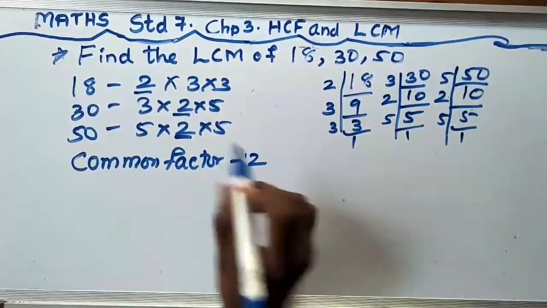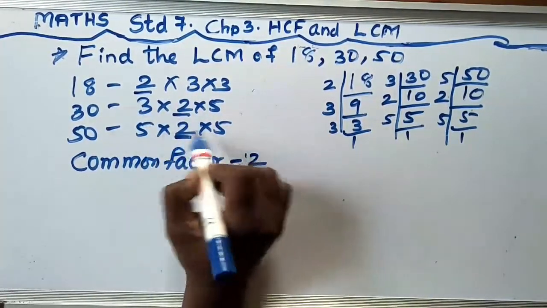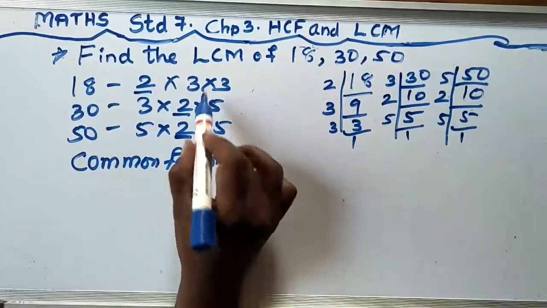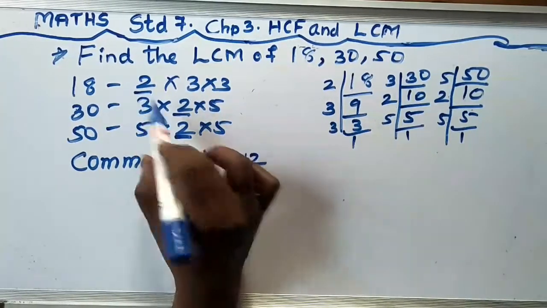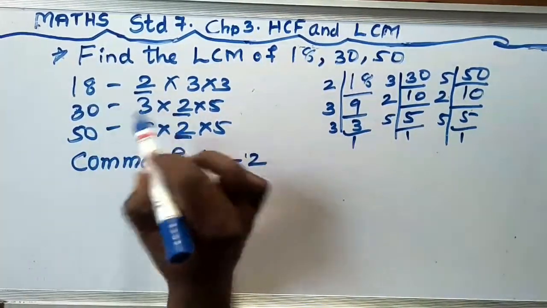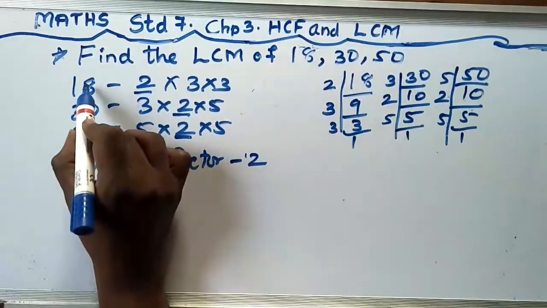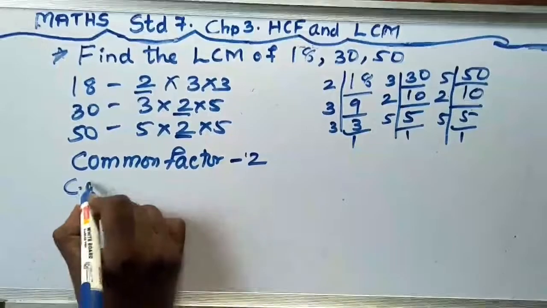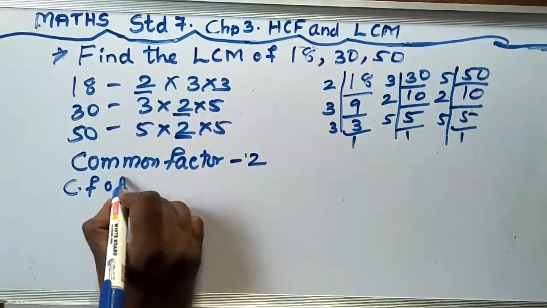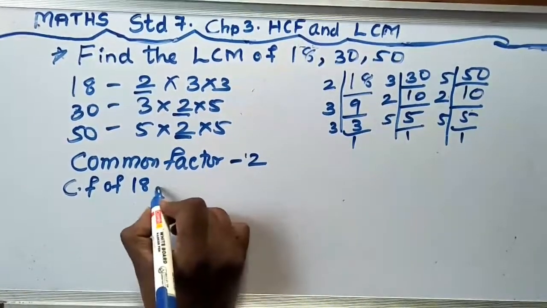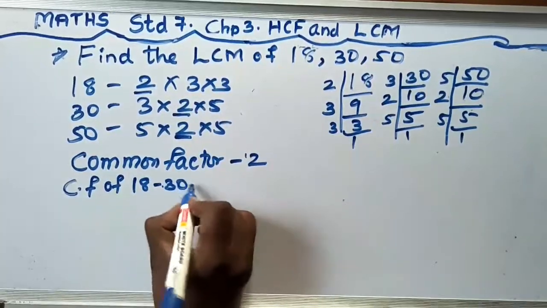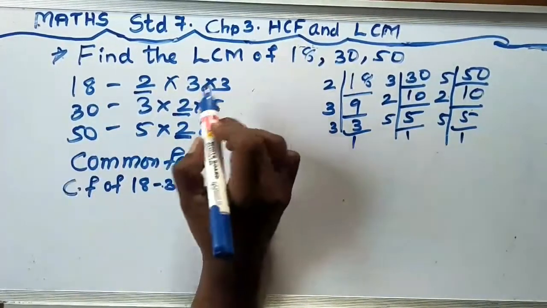I'll write it 2. 3, 3, but there is no 3. 5, 5, there is no 5. So the common factor in all the three is 2. Then we have to find the common factor of 18 and 30. In 18 and 30, what is common?